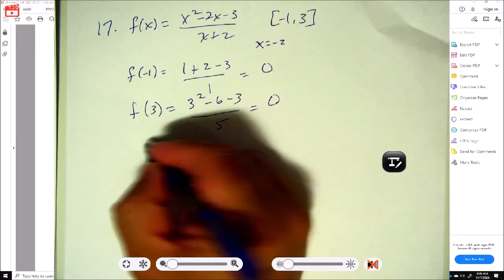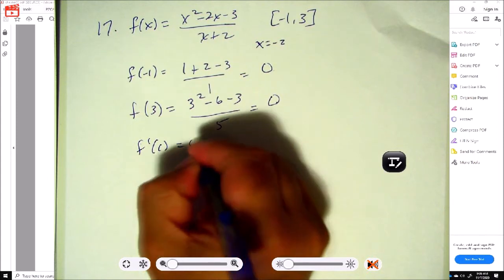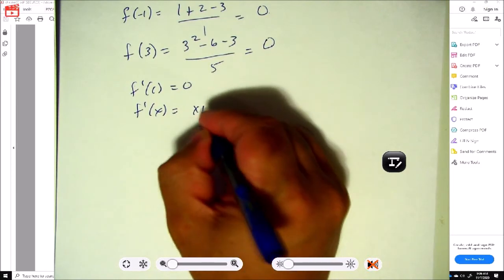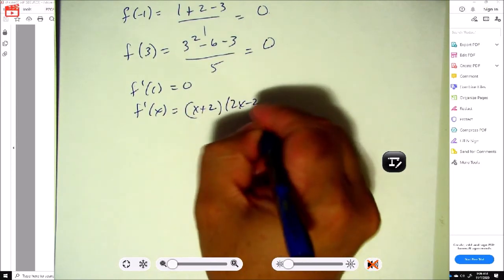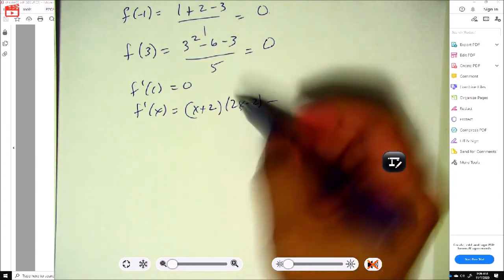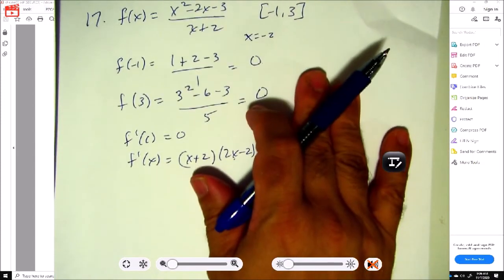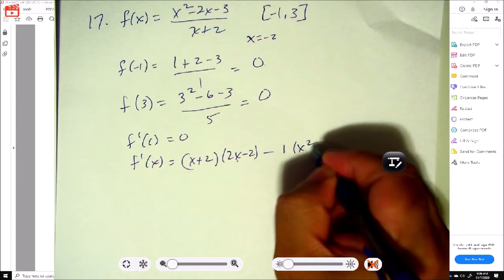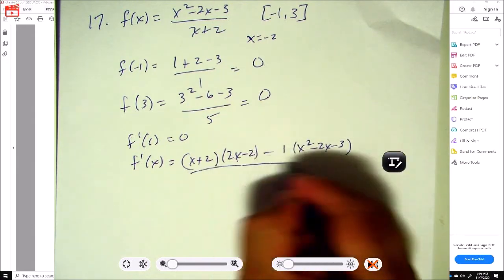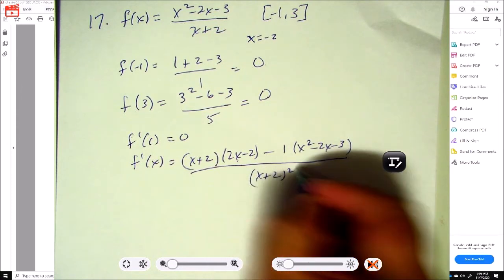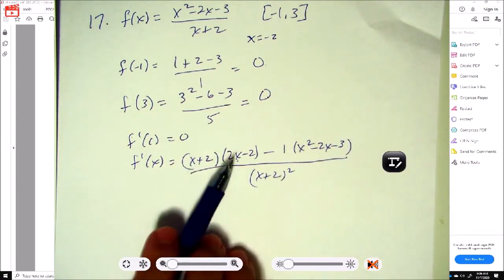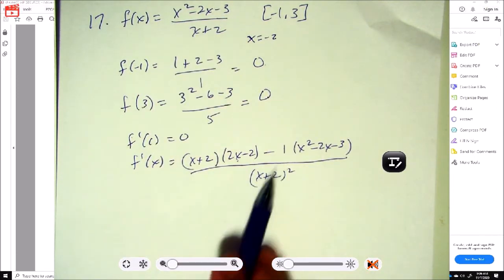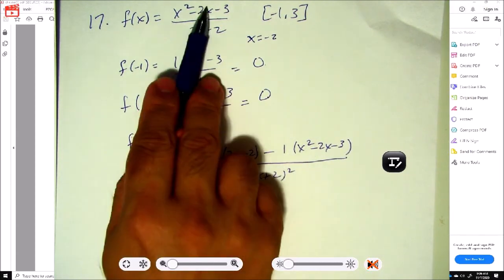Alright, so now we need to find f prime of c where it's equal to 0. So we need the derivative. Let's take the derivative, so it's quotient rule: x plus 2 times 2x minus 2, right, the derivative of the numerator, minus the derivative of the denominator, which is 1, times the numerator, all over the denominator squared. Alright, recap. Bring up the denominator, take the derivative of the numerator. The derivative of the numerator is 2x minus 2, minus the derivative of the denominator, which is 1, times the numerator, x squared minus 2x minus 3.